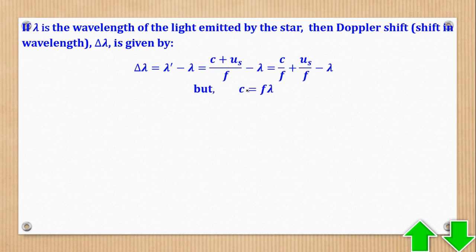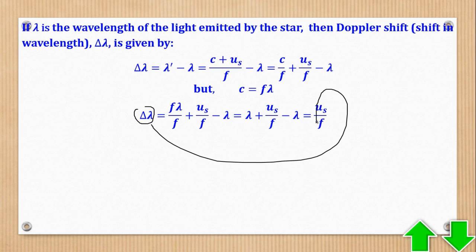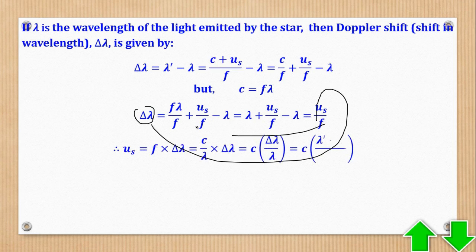Now remember that C is equal to F lambda. Therefore, substitute for C here. Then this F cancels, and we remain with lambda, which is here. Then lambda and this one cancel, remaining with US over F. So this means that the change in Doppler shift is equal to US over F, meaning that I can make US the subject by taking this F to this side, so US will be equal to F times the Doppler shift.